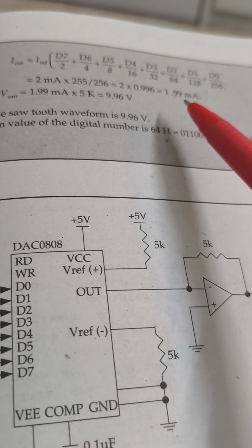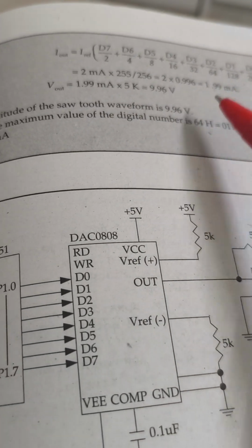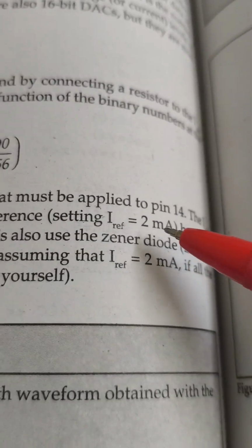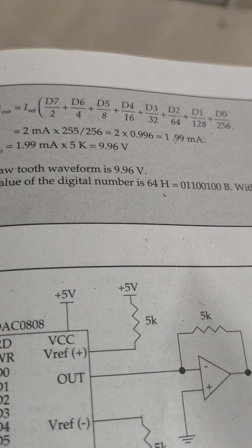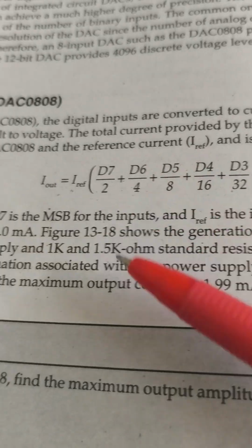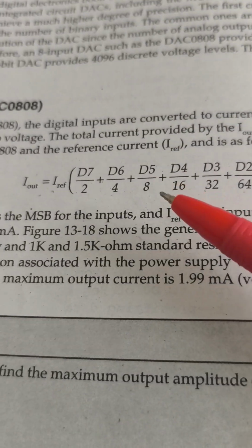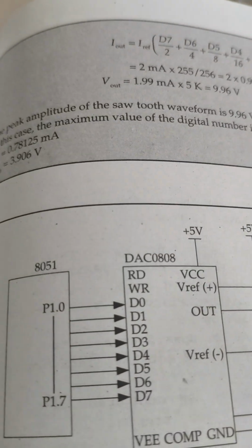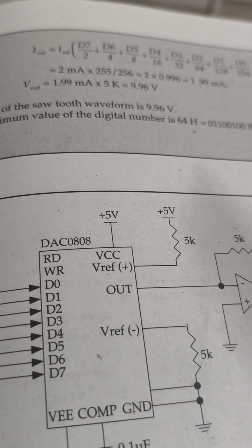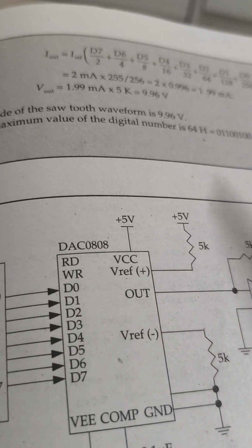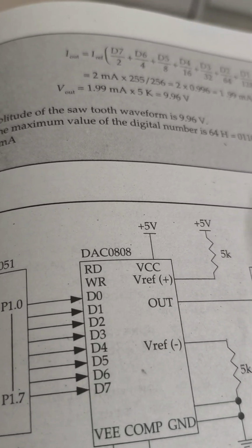reference. This is 1.99 milliampere. It will always be less than the reference current. The reference current is 2 milliampere, and this is 1.99 milliampere. We set the reference current here, and even though all bits are 1, the output will be less than the reference current. And how will we get the voltage? Current into the resistor will give the voltage. That is how we get the voltage from the analog current.